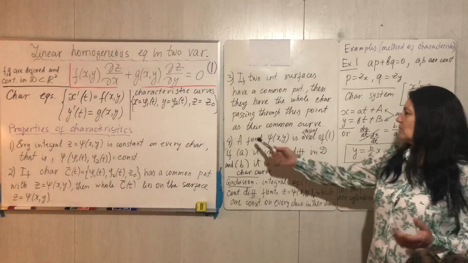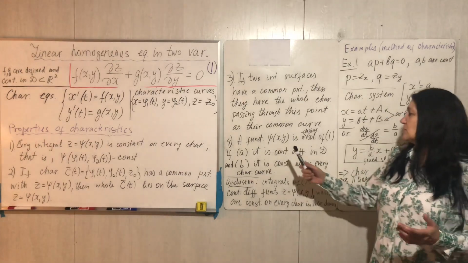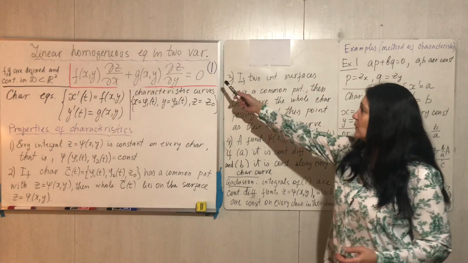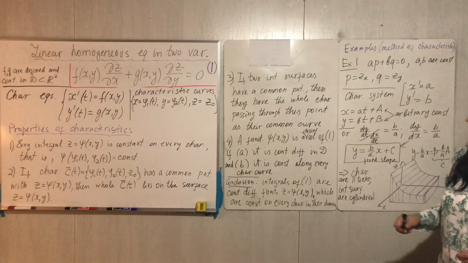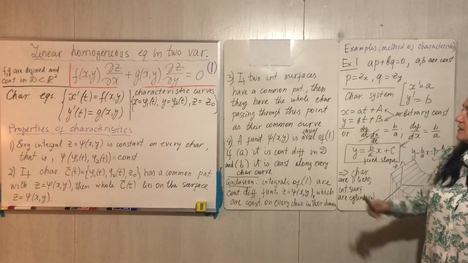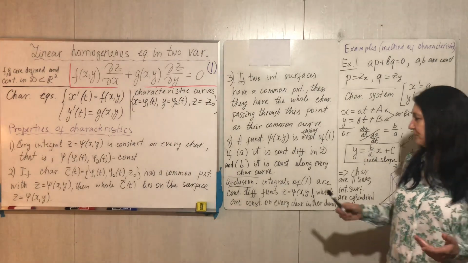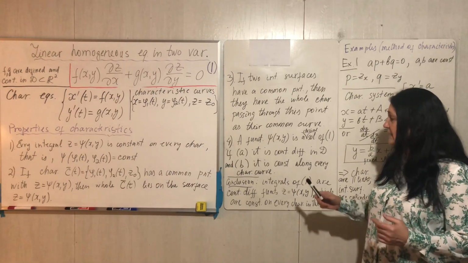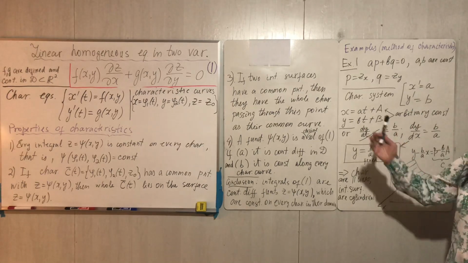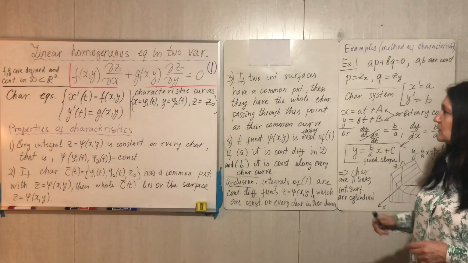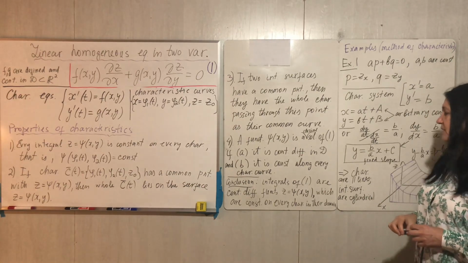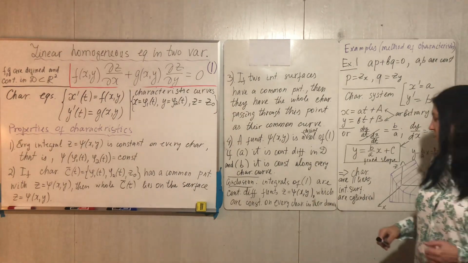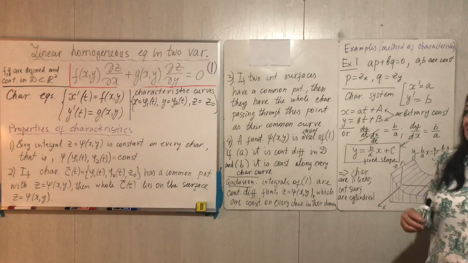And number 4, a function psi is a classical solution of our equation 1 if it is continuously differentiable in the domain D, and it is constant along every characteristic curve. And so basically the conclusion is that integrals of our equation 1 are continuously differentiable functions, z equals psi of xy, which are constant on every characteristic in their domain.